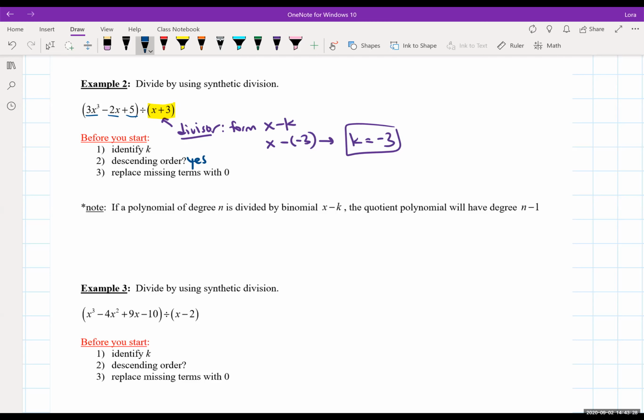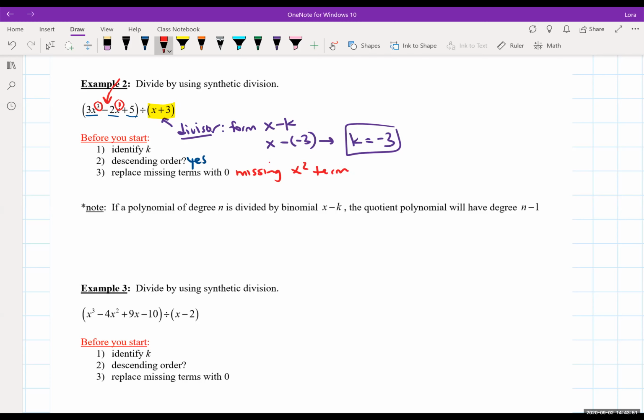And then the other thing we want to make sure is that when we are looking at our powers of x, we want to make sure that they're decreasing by 1 each time. So we go from x cubed to x to the power of 1. So it looks like we're missing something. And so we are missing an x squared term.